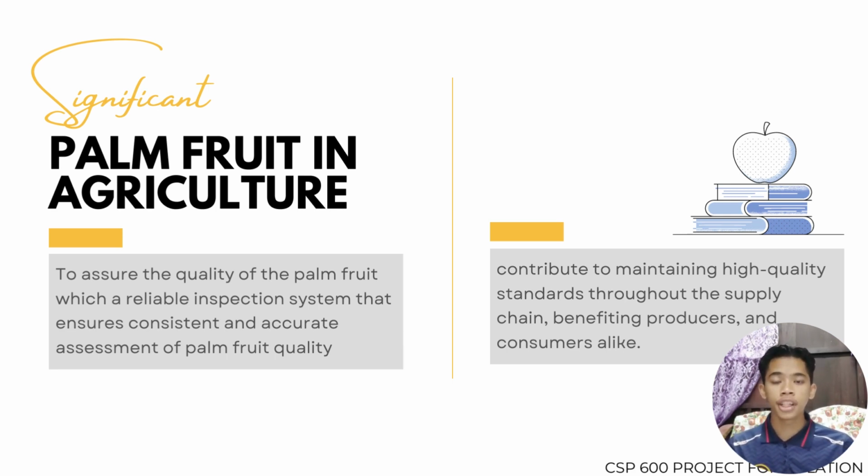Now we are going to the significance of my project. The first significance is to ensure the quality of the palm fruit with a reliable inspection system that ensures consistent and accurate assessment of palm fruit quality. The second significance is to contribute to maintaining high quality standards throughout the supply chain, benefiting producers and consumers alike.